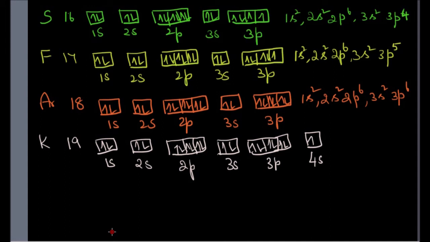I already told you that while filling orbitals, electrons occupy orbitals of lower energy before going to orbitals of higher energy. 4s orbital has lower energy than 3d, hence it is filled before 3d. So the electronic configuration of potassium will be 1s2, 2s2, 2p6, 3s2, 3p6, 4s1.